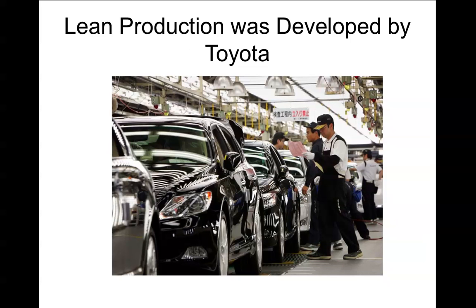When I think about lean production, I think about Toyota, because Toyota is the company that developed this. They're a global manufacturer of cars. They have to be really, really lean if they want to beat all the other car makers out there.